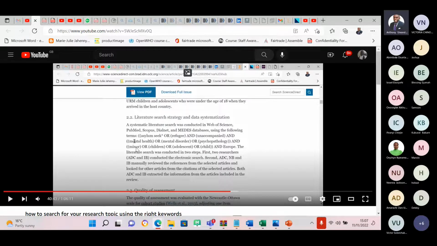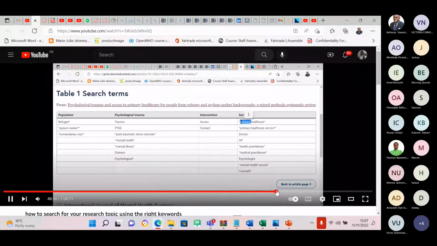I'm seeing how they search minor or children or other. So at the end of me mining for these keywords, I was able to come up with my keywords for primary health care. I was able to get how other people search for it. So you can see here now, I'm seeing the keyword for primary health care, primary health care services. So you can see that I was able to get an idea on some keywords.